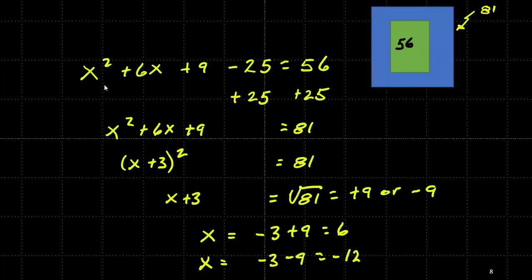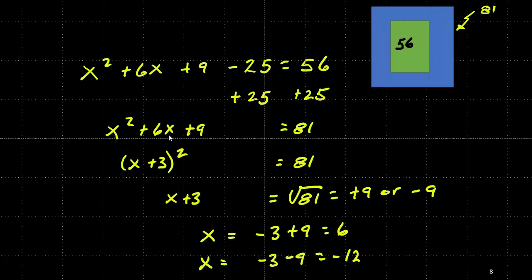So we're here at this point. This is the perfect square. We're going to add 25 to both sides to get rid of this negative 25 here. And when we do that, we get x squared plus 6x plus 9 equals 81. Once again, that is this big square up here. That's the square that we completed.